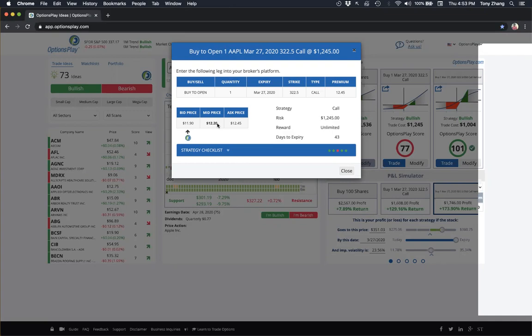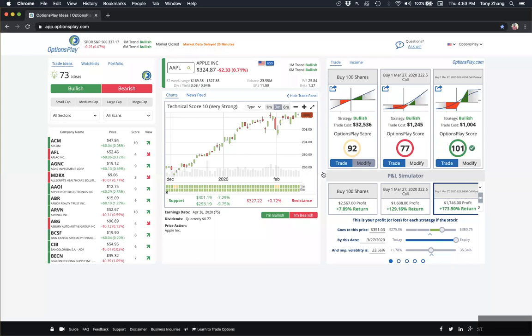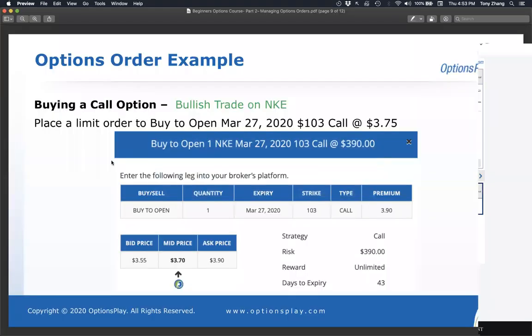So that only works on some of the really liquid names like Apple, SPY, names like that, Microsoft. But when you go outside of the top 100 names, I don't really recommend using a market order. So that's just a quick example of an order to open.